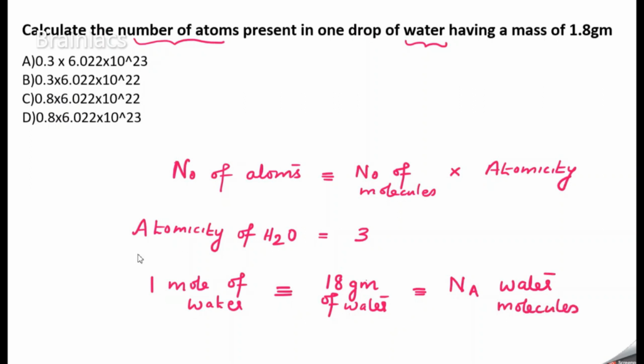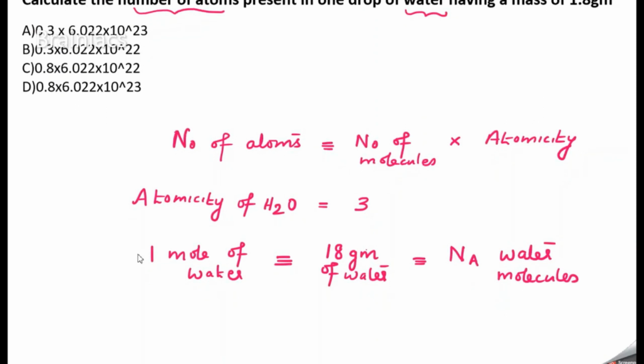Now we could see here, we need to relate between mass and number of molecules, because in this question they have given you mass. So we need to link between this one and this one. Now we know that 18 gram of water is having Avogadro number of water molecules. Now what is the mass? They have given you 1.8 gram. So how to make this 18 gram to 1.8 gram? Divide by 10.